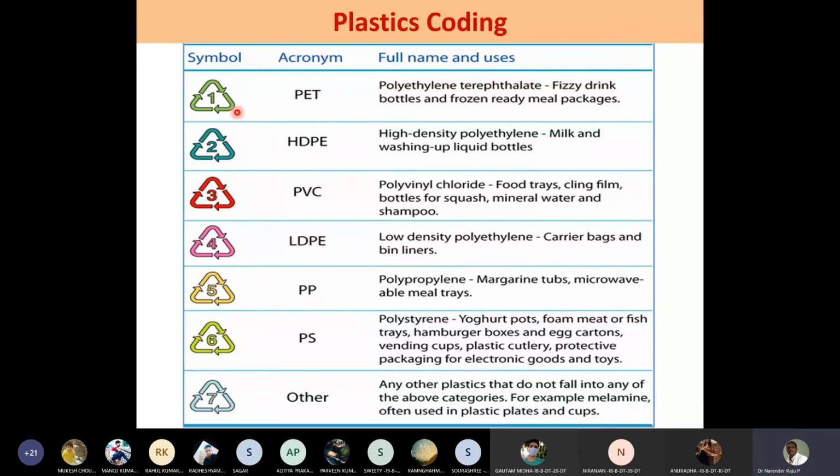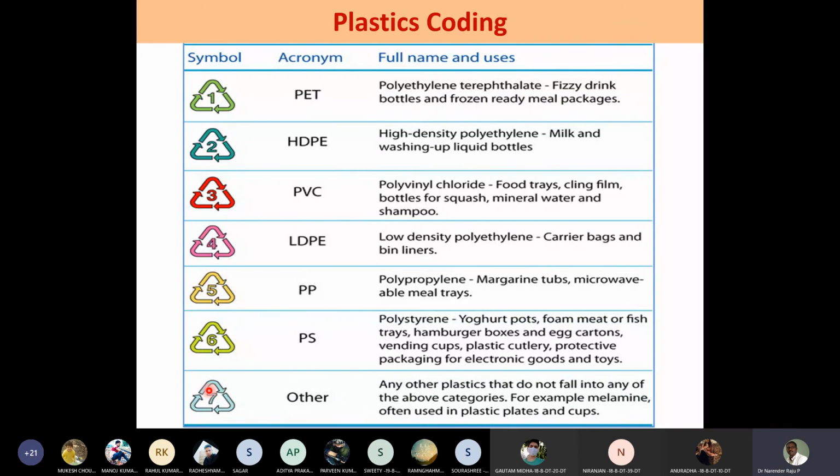So 1 represents PET, 2 represents HDPE, 3 represents PVC, 4 represents LDPE, 5 represents polypropylene, 6 represents polystyrene. Now, when we say 1, 2, 3, 4, 5, and 6 represent a particular polymer, we mean that they are pure and they are not laminates. And if it is any other polymer or laminate, then you are bound to use this number 7.